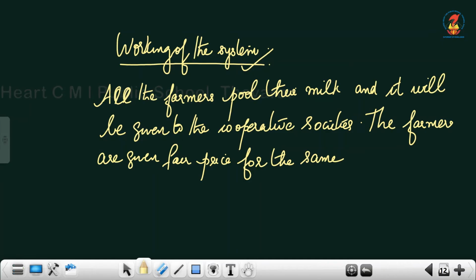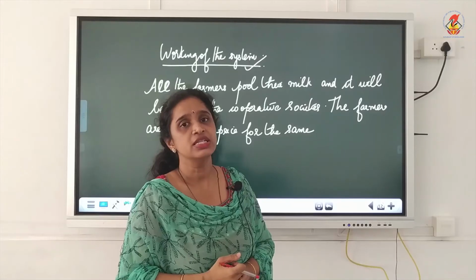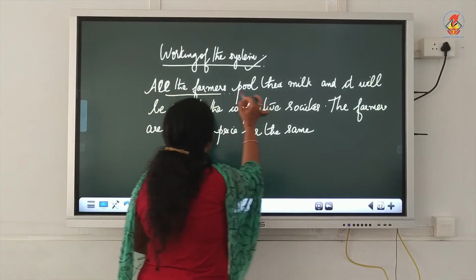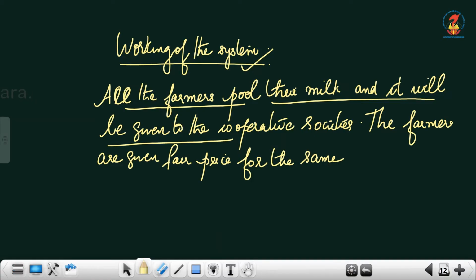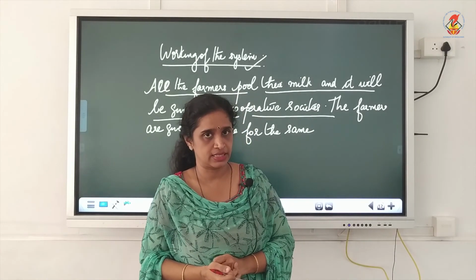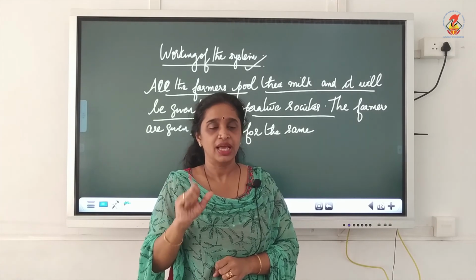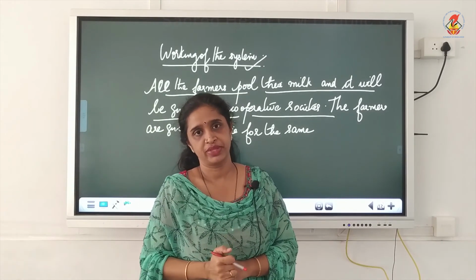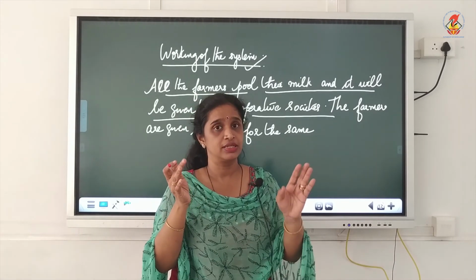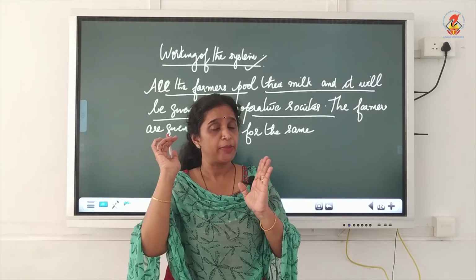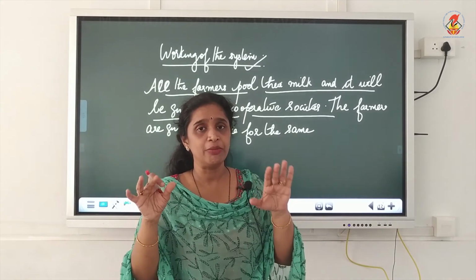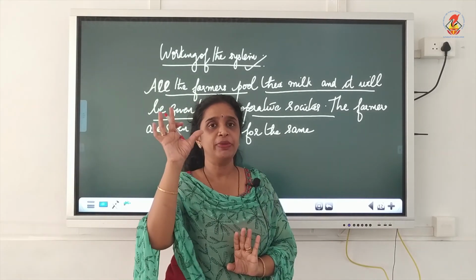Now, the working of this system. How does this Operation Flood work? We need to know how the Operation Flood system works. All the farmers pool their milk and it will be given to the cooperative societies. So in every village in a particular area there will be cooperative societies, and all the farmers will be collecting their milk and giving it to the cooperative society, and the amount of milk which they give each day will be recorded, and they will be given a book.